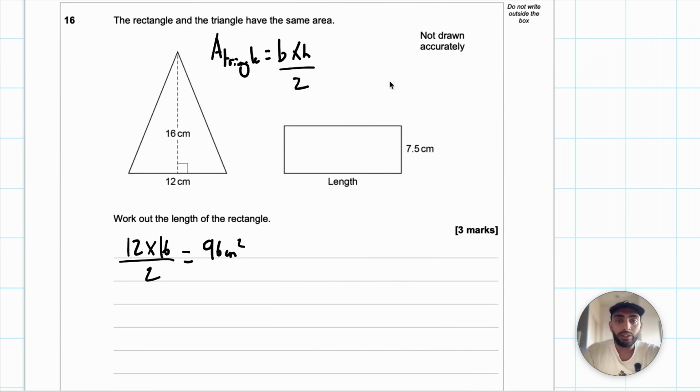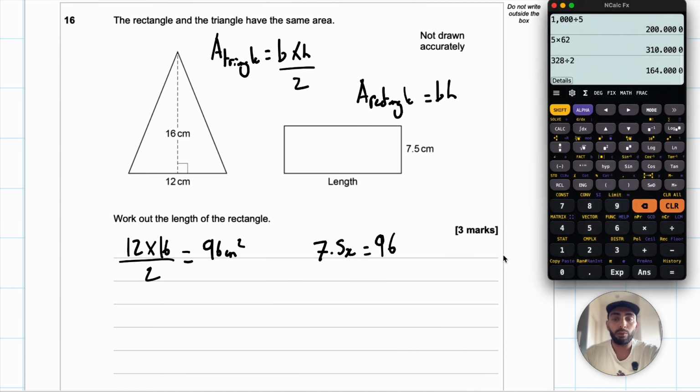We need to find the area of this rectangle. Formula for area of a rectangle is just base times by height. 7.5 times by something is equal to 96. So we're just dividing by 7.5 on both sides. 96 divided by 7.5, which gives me 12.8.